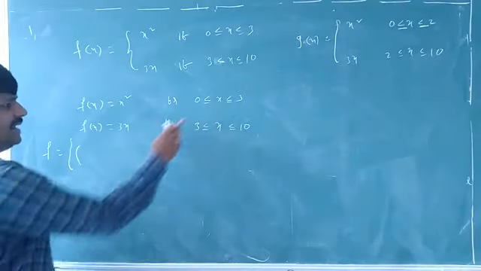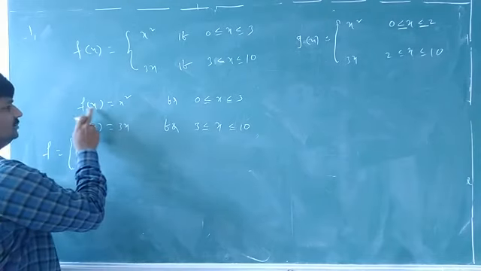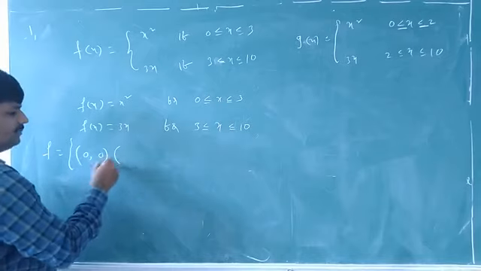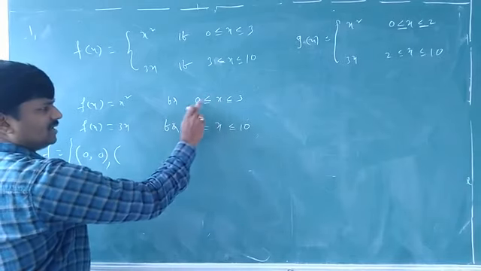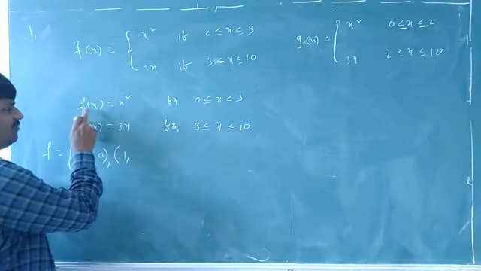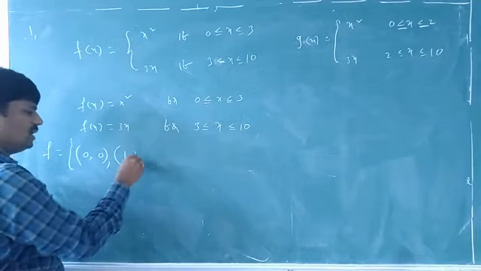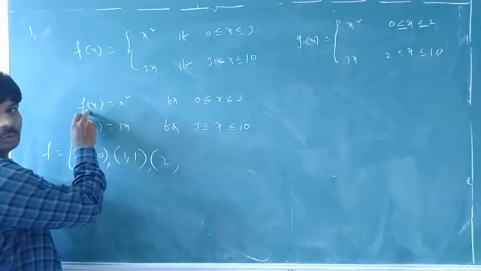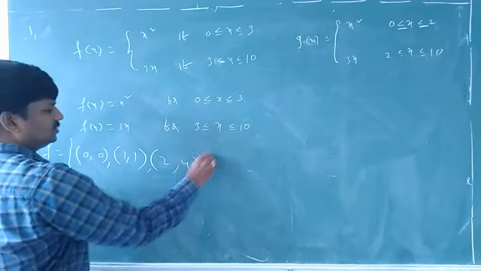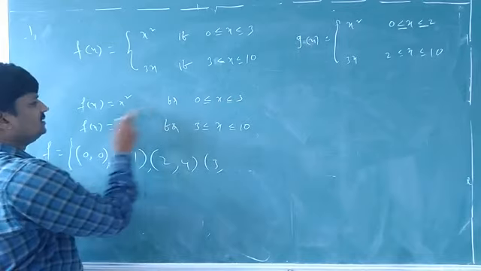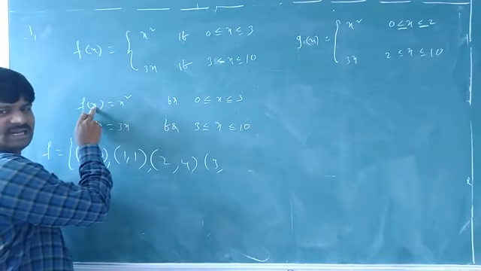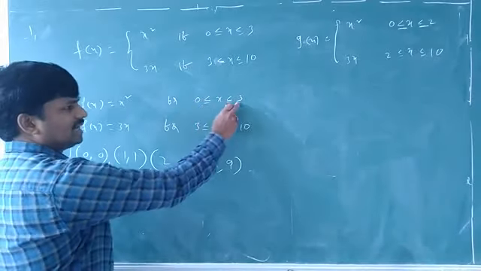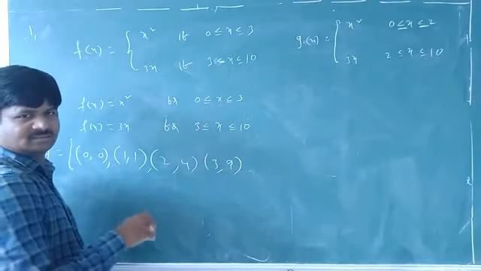In ordered pair form, take x value 0 and substitute here: f of 0 is 0. Next, take x value 1: f of 1, 1 square is 1. Take 2: f of 2, 2 square is 4. Take 3: f of 3, 3 square is 9. So I have taken 0, 1, 2, 3. Then we get these ordered pairs.